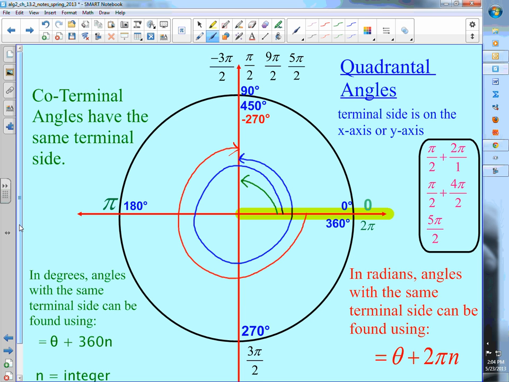Well, 1/2 pi radians, pi over 2, and 90 degrees are the same. Absolutely. Just like pi and 180, 270 and 3 pi over 2, and 2 pi and 360. The inside, I got the angles in degrees. On the outside, I got the angles in radians.